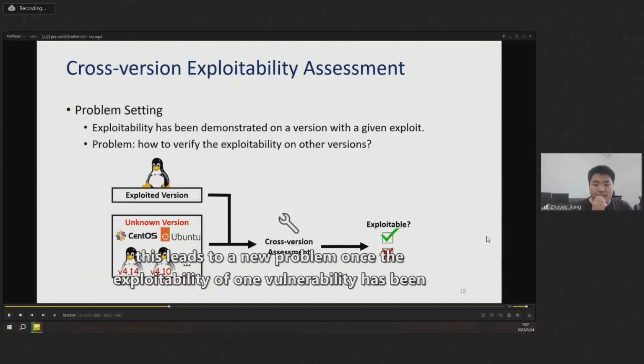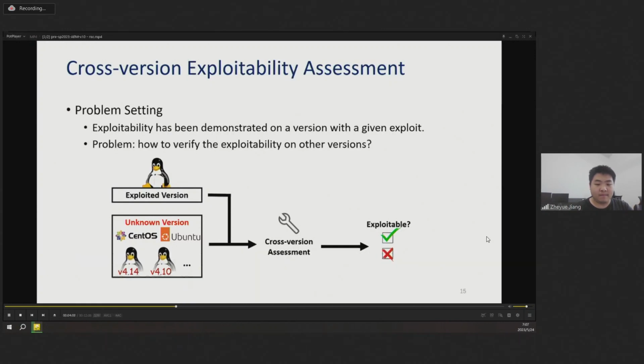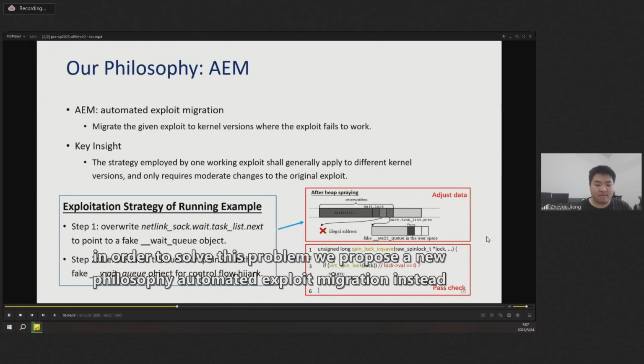This leads to a new problem. Once the exploitability of one vulnerability has been demonstrated on one version with a given exploit, how to verify the exploitability on other kernel versions? In order to solve this problem, we propose a new philosophy: automated exploit migration.